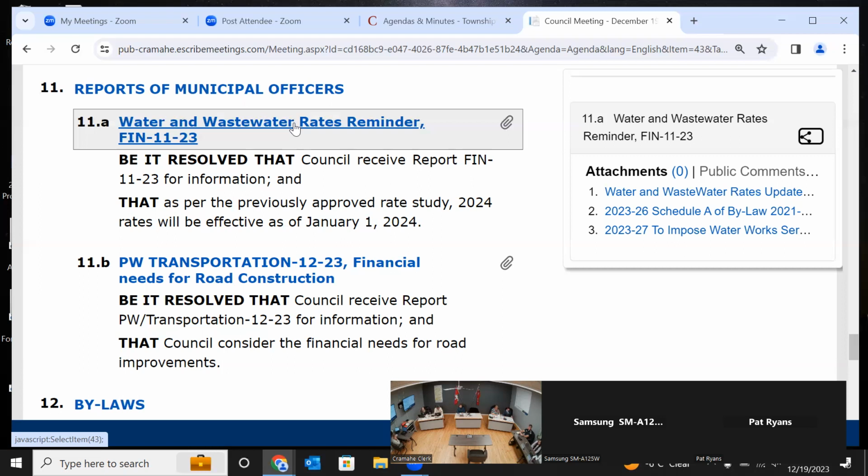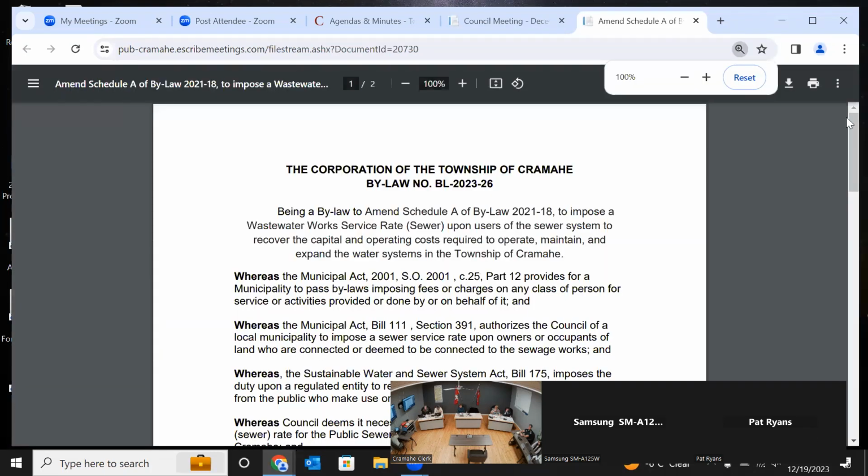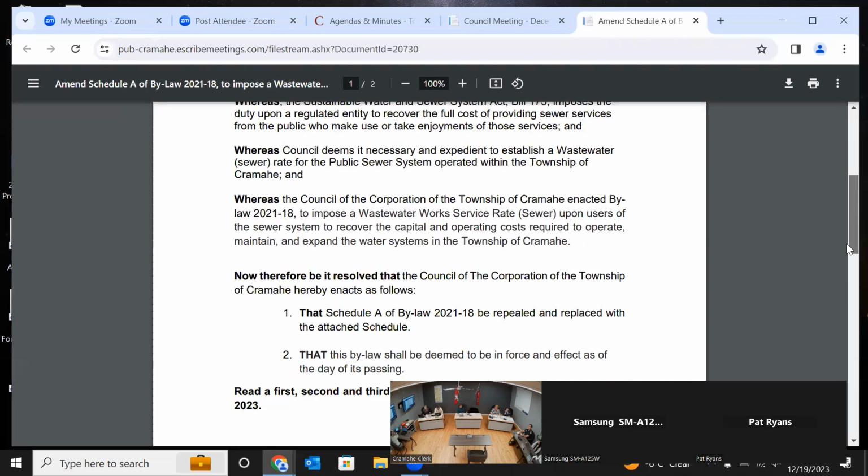Yeah, so I can just elaborate that council approved a 5-year rate study report for the water and wastewater rates. And that's what you see attached on Schedule A. So there's one report that provides you with the rates for the water, and the other one provides you with the rates for the wastewater.